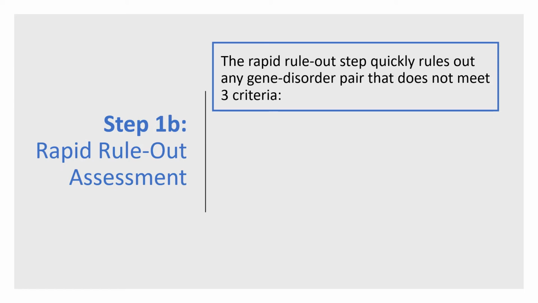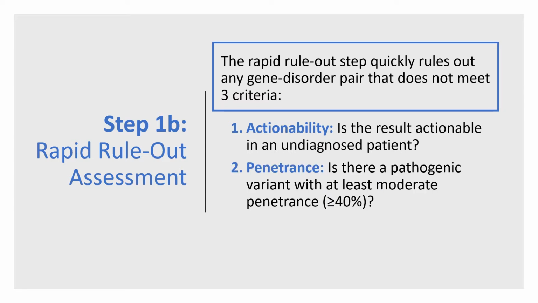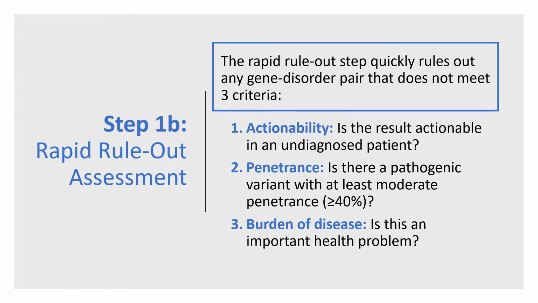For the rapid rule-out step, it's meant to quickly rule out any gene disorder pairs that don't meet minimal criteria for actionability. And our criteria includes whether there's evidence that this result is actionable in a patient who hasn't been diagnosed. There should be at least moderate penetrance, so greater than or equal to 40%. And it should be a serious health problem. So we don't consider mild or minimal health problems or traits such as eye color.